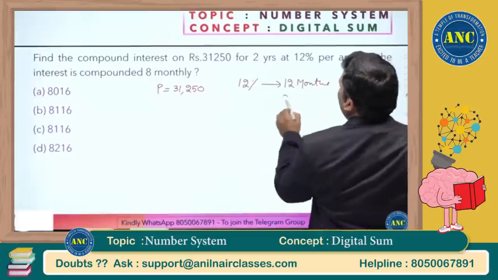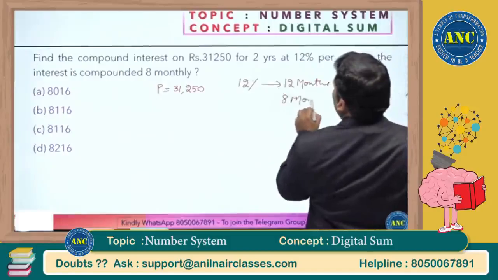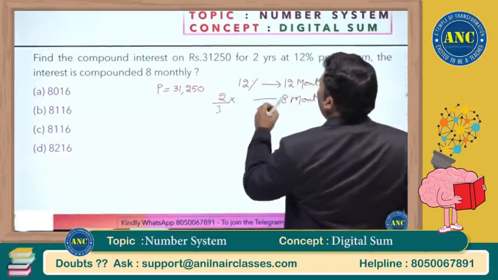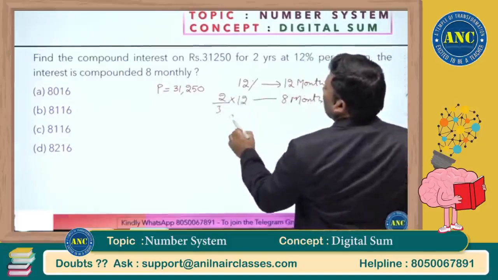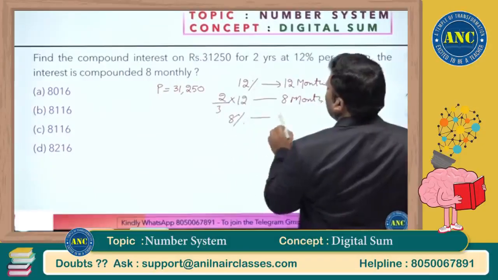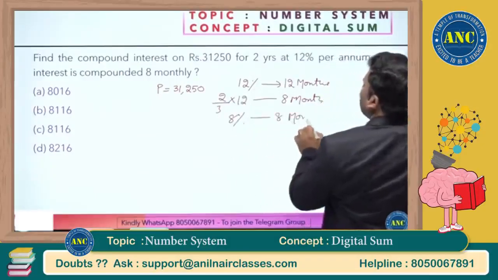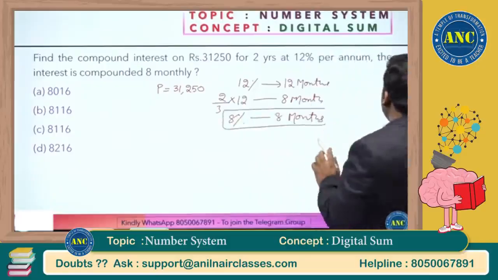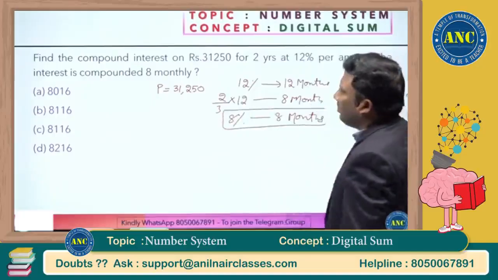Annum is 12 months, but it is compounded at 8 months. So this will become 2 by 3. The effective rate of interest is 8% for 8 months.